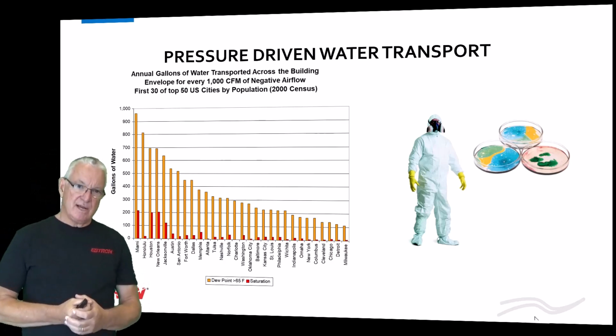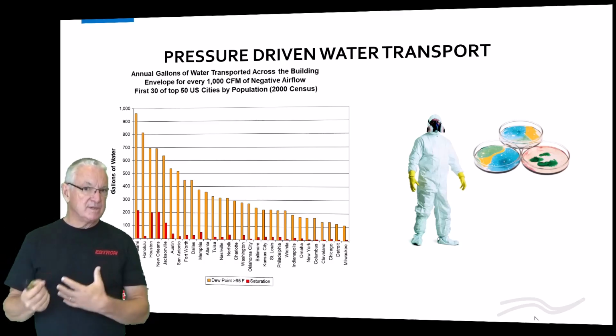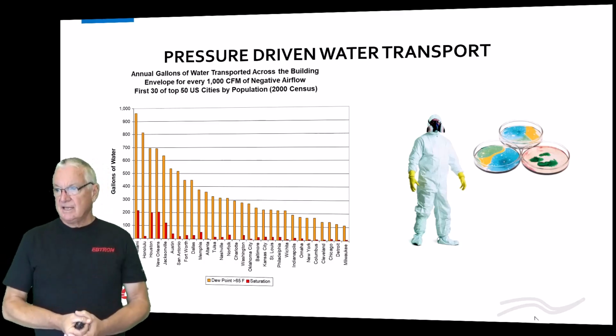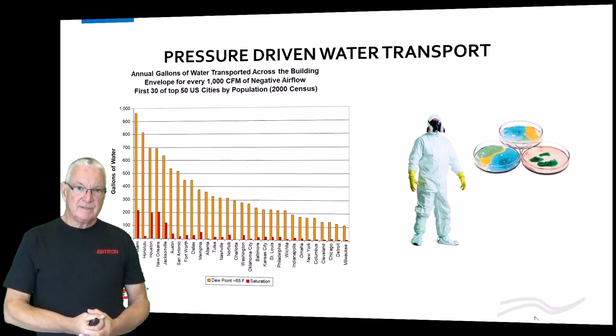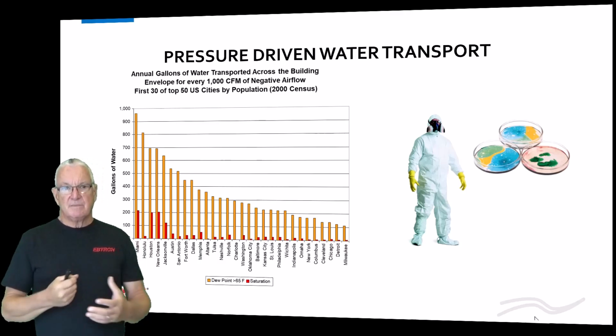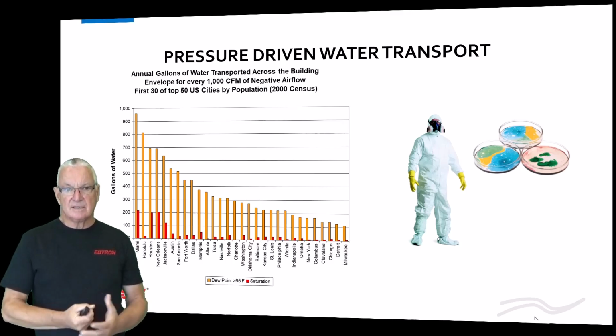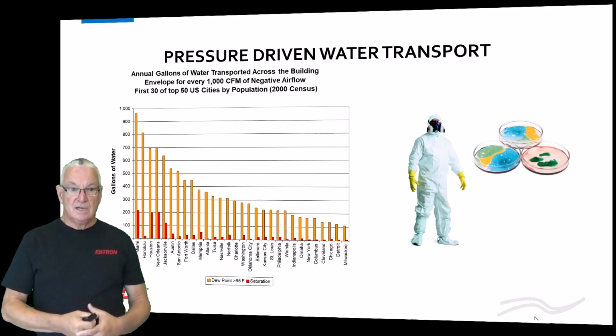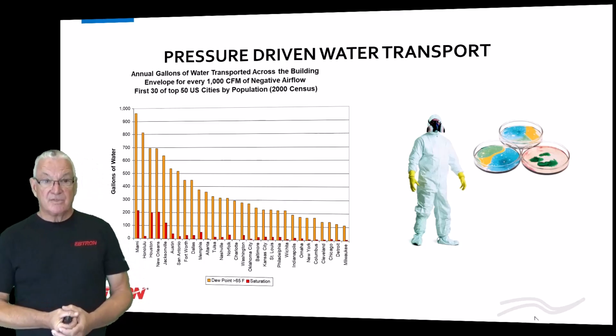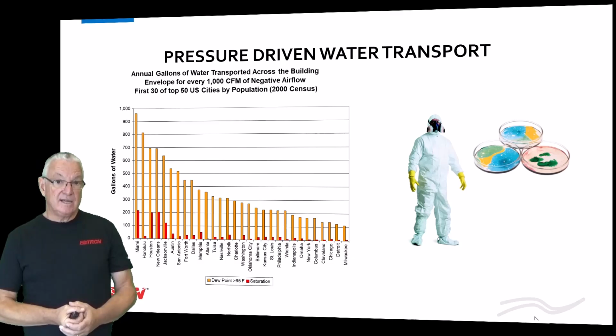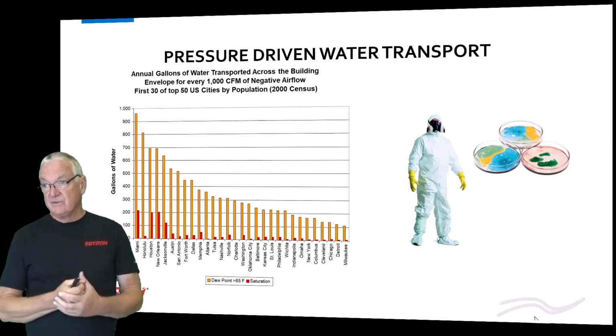It's not that below it you don't have to, it's that it just really is a bigger problem above it. I think if I did it today, I would have done it probably at 60, but I'm not going to do it again because this gets my point across. But if you look there on the left, Miami, Honolulu, Miami, almost 1,000 gallons of water is transported per 1,000 CFM negative, okay? And that's running 24/7 during those periods.